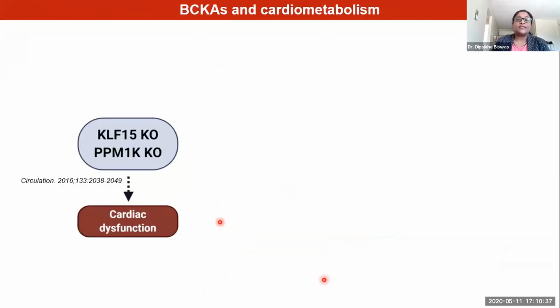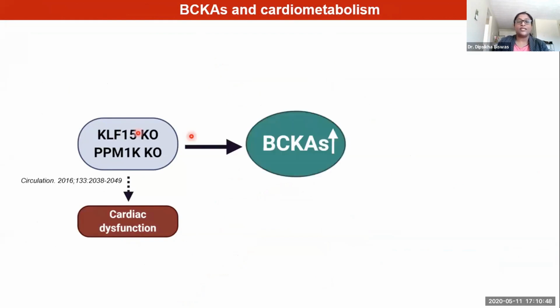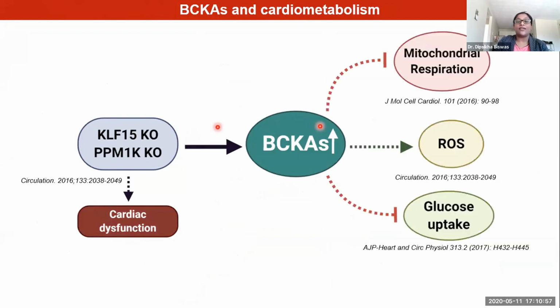So our data is in agreement with previous studies that have demonstrated impaired cardiac function in mouse models of BCAA catabolic defects, and those studies have also reported increases in the branched-chain keto acid levels. Further, different studies have now demonstrated the direct effect of the BCKAs in impairing mitochondrial respiration, compromising glucose uptake, and increasing oxidative stress within the cardiomyocytes.